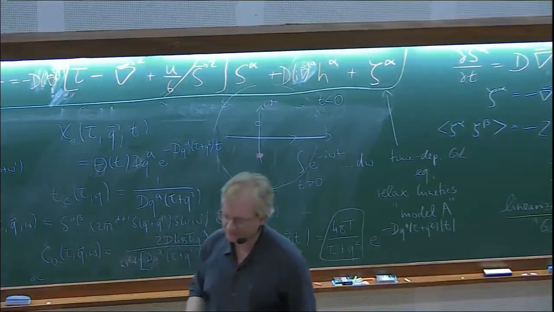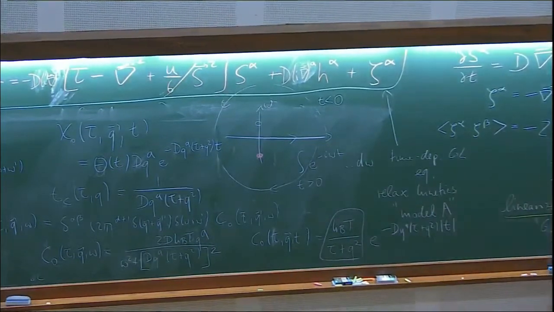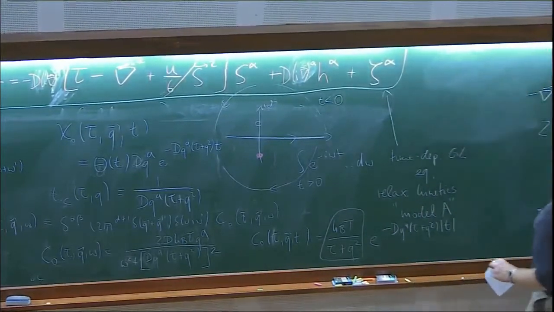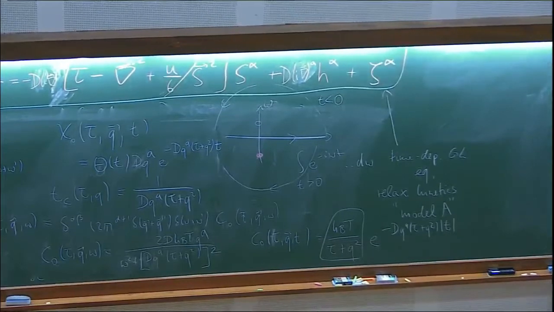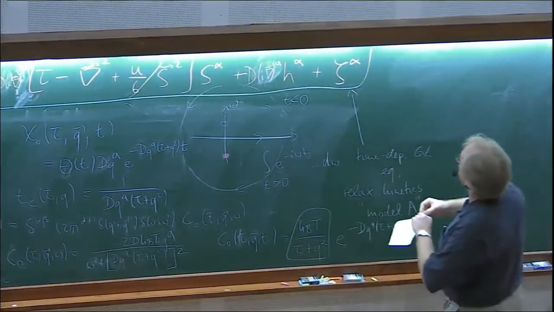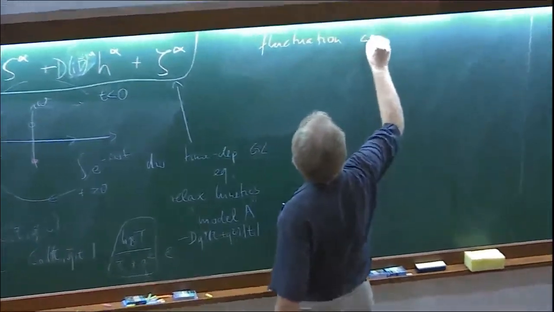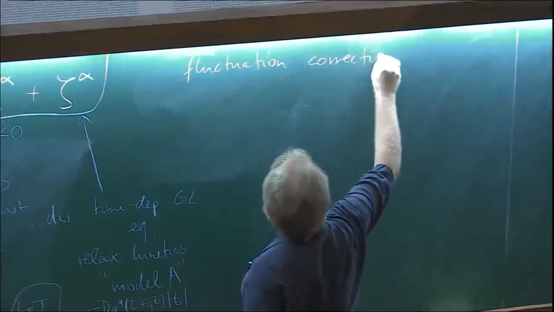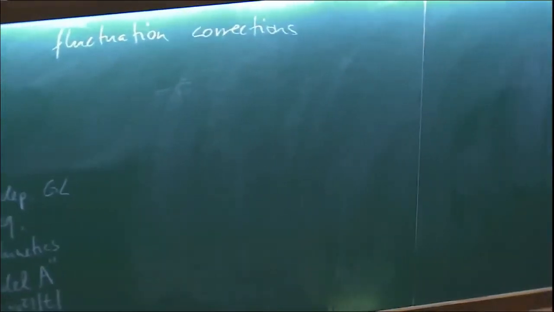So let me tell you what happens if I include fluctuations. And I can do this here. So that's not going to be a derivation because at this rate that would take us another 2 weeks. So what happens with fluctuations? Let me vaguely call this fluctuation corrections. It's actually not small corrections, okay? So it's just the effect of fluctuations.